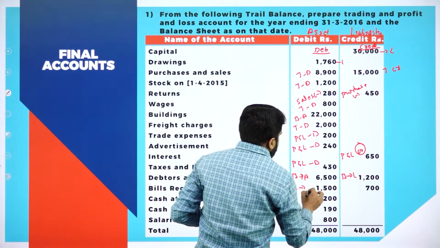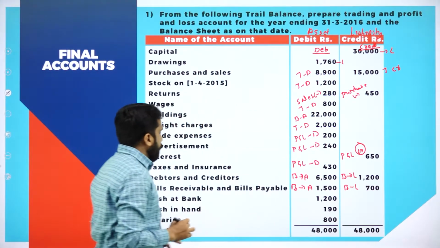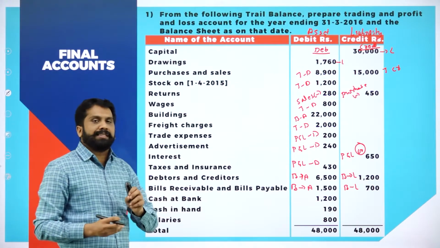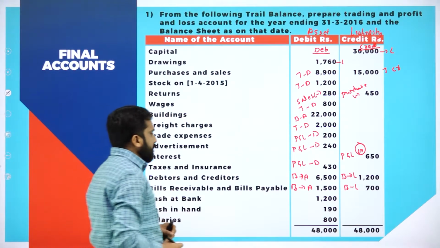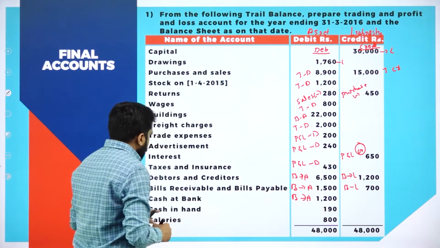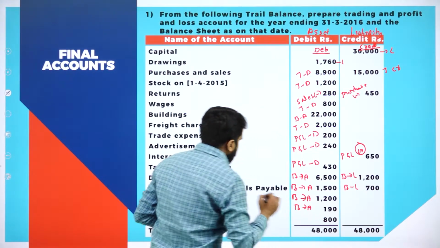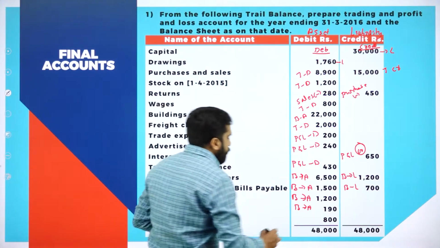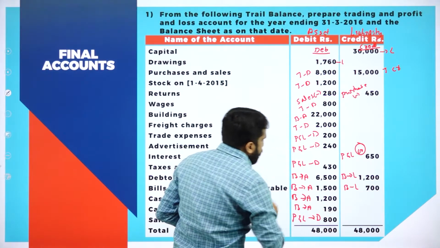Balance sheet asset, balance sheet liability. So every problem you will get the same kind of items, so that it is easy to calculate in every problem. Next, cash at bank, balance sheet asset. Next, cash in hand, balance sheet asset. Salaries, it is an expenditure, so it will come under profit and loss account, debit side.